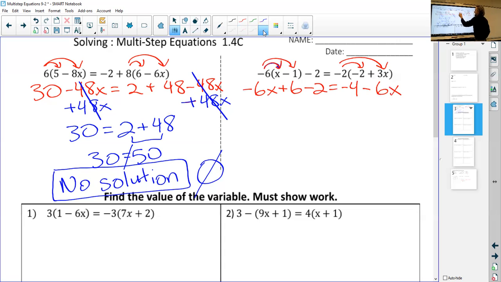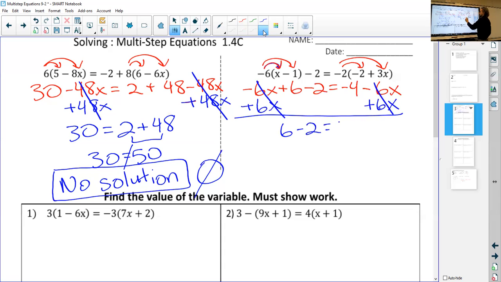So again, we see we have the same number of x's on either side. So we have to add 6x to left and right. All of that cancels. We're left with 6 minus 2 equals negative 4. Wait a minute. Oh, hold on. I made a small mistake up here. So, or did I? Oh, I did make a small mistake.